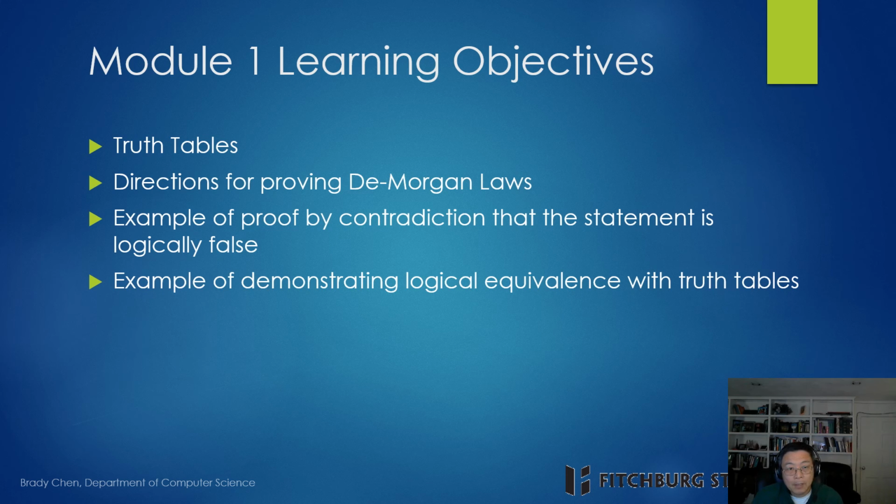Now here's the learning objective for module 1. We're going to talk about truth tables in module 1, and also the De Morgan laws, and then we're going to touch a little bit on the theory of proof, and we're going to show examples of how to prove certain things by contradiction. And then we're going to provide some examples of demonstrating logical equivalence with truth tables.